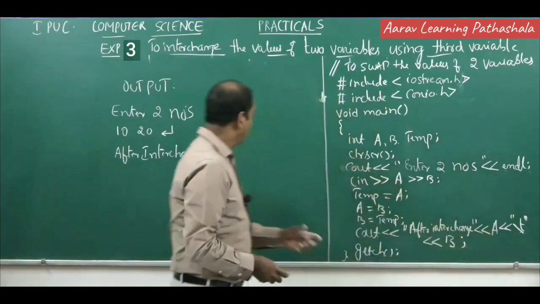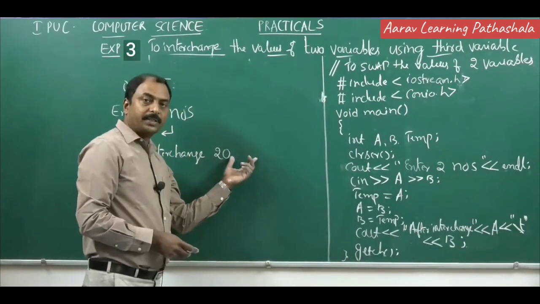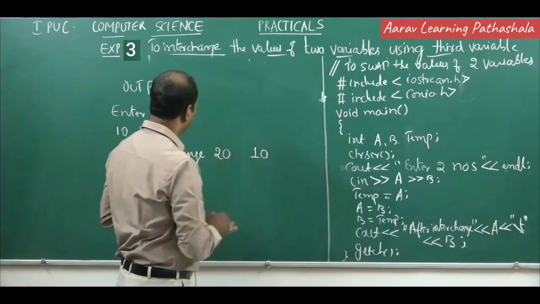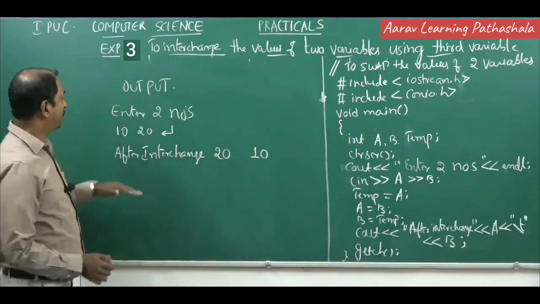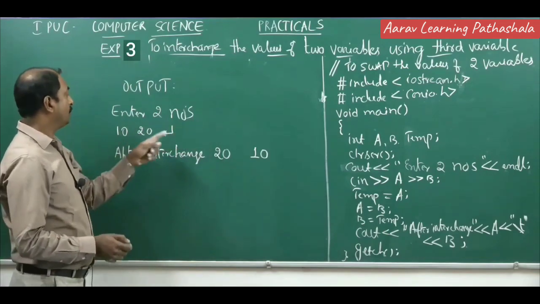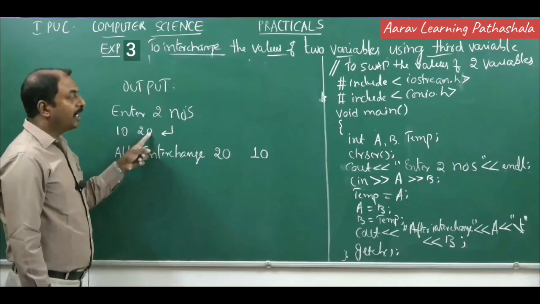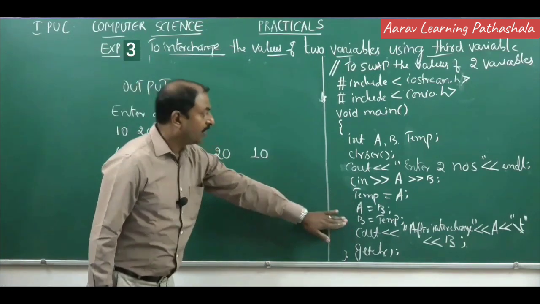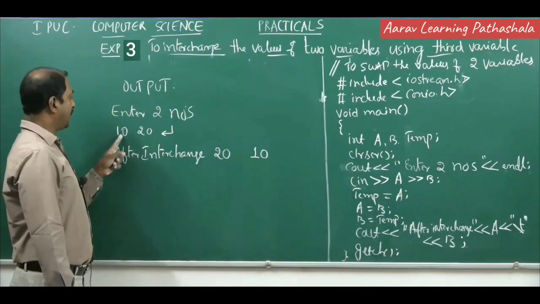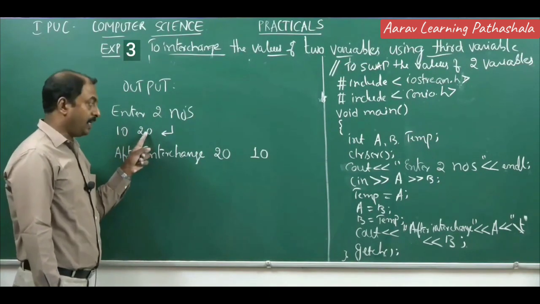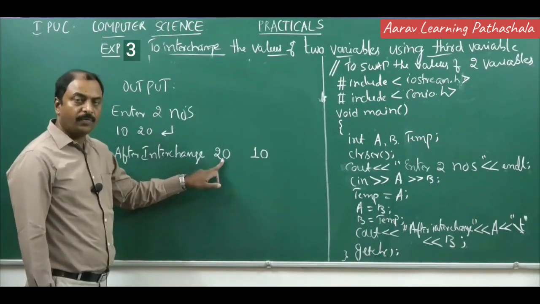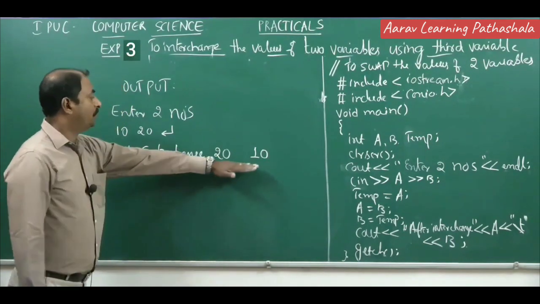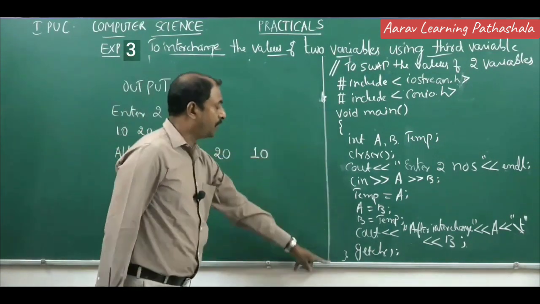With the \t escape sequence, we are getting one tab space here, then it prints the value of B as 10. If you look at the difference here, we are entering two numbers, 10 and 20. It is before interchange. Before executing the statement, the value you have entered for A is 10 and for B is 20. The value of A will be 20, the value of B will be 10. So this would be the output of this program.